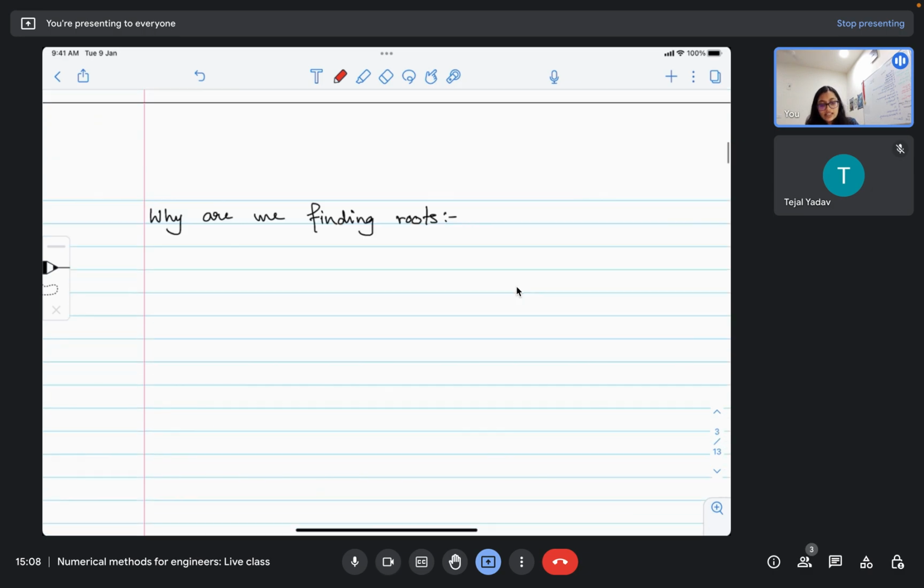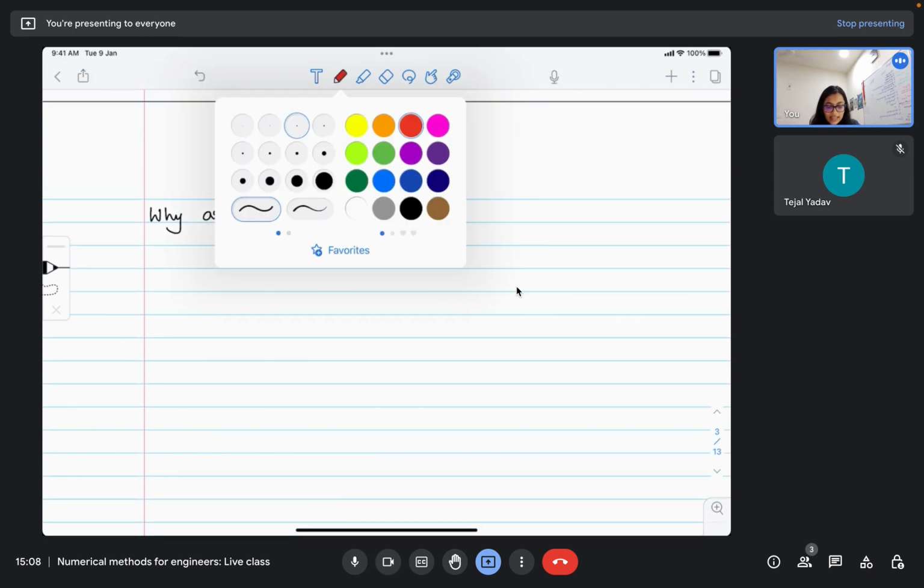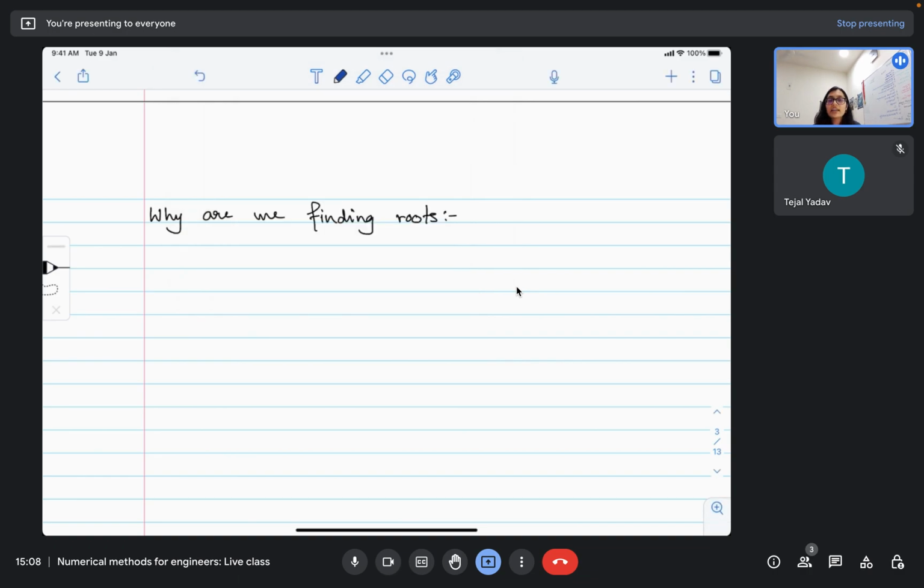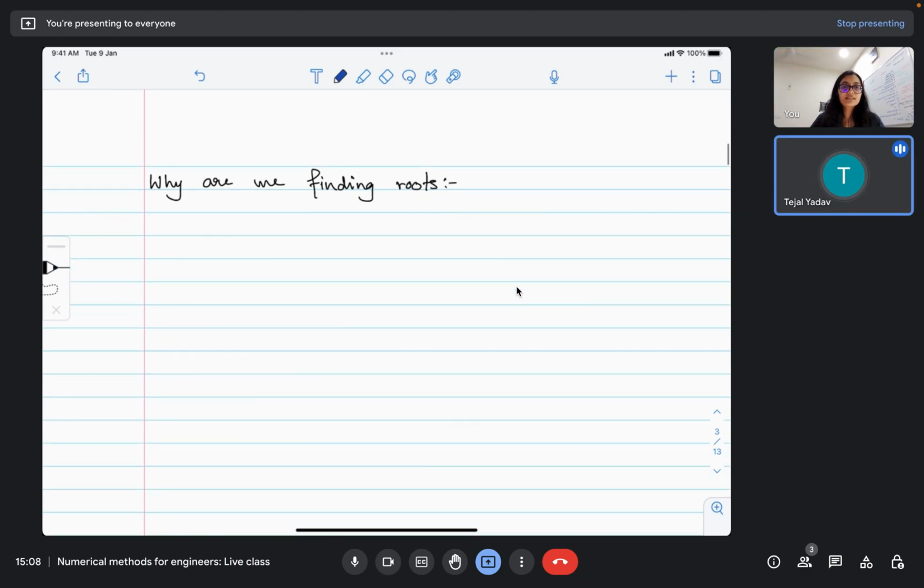Before we get started, we'll have a quick recap again of the main motivation of the class. That is, why are we at all finding the roots? Tejal, would you like to summarize what you have understood, why are we finding these roots? Because we need to find some parameters. Last time we had taken an example related to a parachute. Exactly. We had to find the parameters C and M. That's very good. All you said is very correct.